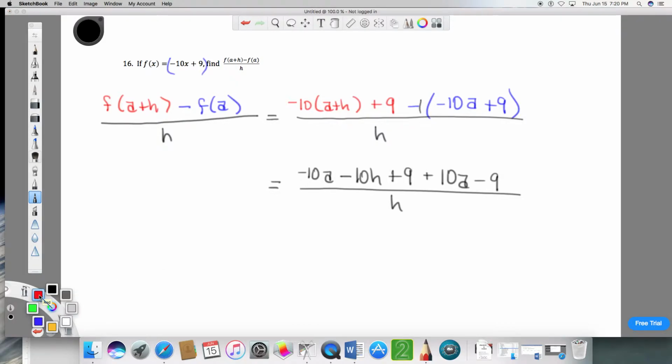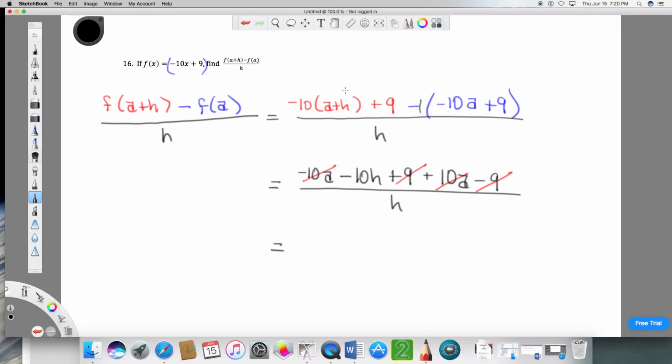A nice thing about these difference quotients is when you get to this point, if the term in the numerator does not contain an h, this negative 10a, I know that somewhere there'll be a positive 10a, and there it is. If it doesn't contain a factor of h, the terms are going to cancel. Like here, negative 10h, that has an h in it. I'm not expecting that to cancel. But this 9, I know that somewhere there's going to be a minus 9, and there it is, and it's going to cancel because it didn't have a factor of h. And that's always going to be true.